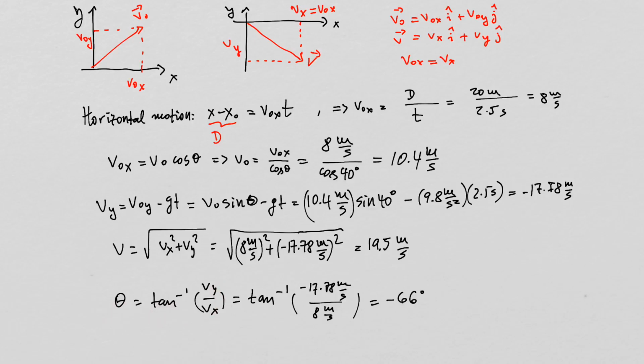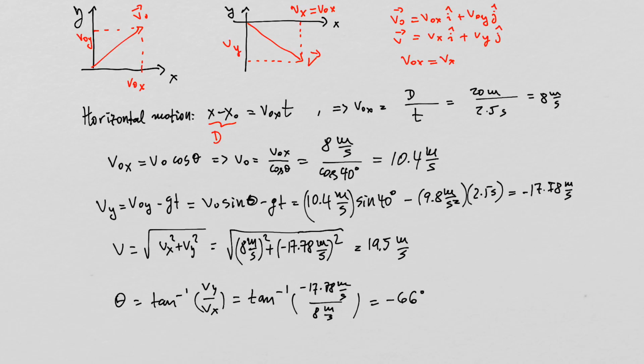The direction of the vector is given as the angle theta equal to the inverse tangent of the y component divided by the x component. So that is the inverse tangent of negative 17.78 meters per second divided by 8 meters per second. That is negative 66 degrees. And if we sketch this vector from its components, one being 8 meters, the x component, and negative 17.78 meters, the y component, this is in the third quadrant.